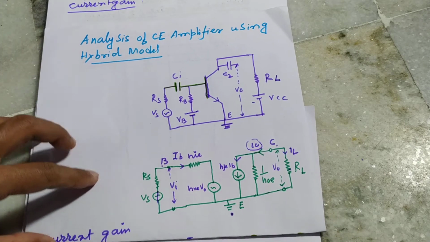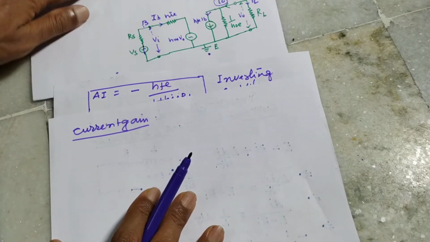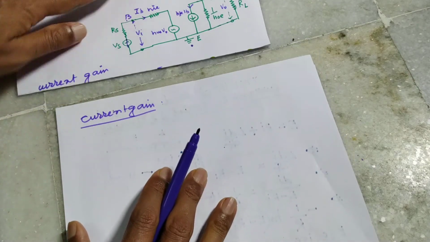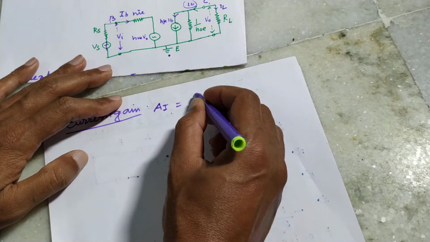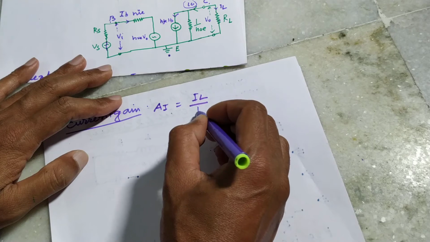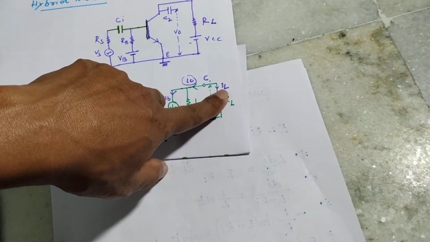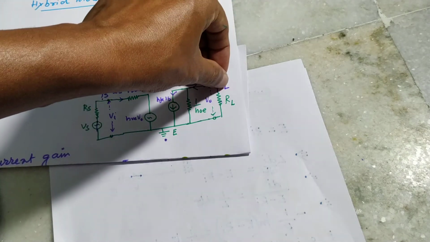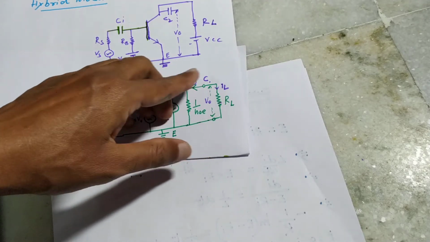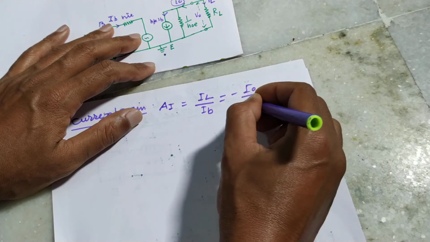Now first I will calculate the current gain. Okay, current gain. It means load current by input current. This is the load current, but actually the current is flowing in the direction of I0, so IL can be represented in terms of I0. IL will be minus I0. So write here minus I0 by IB.